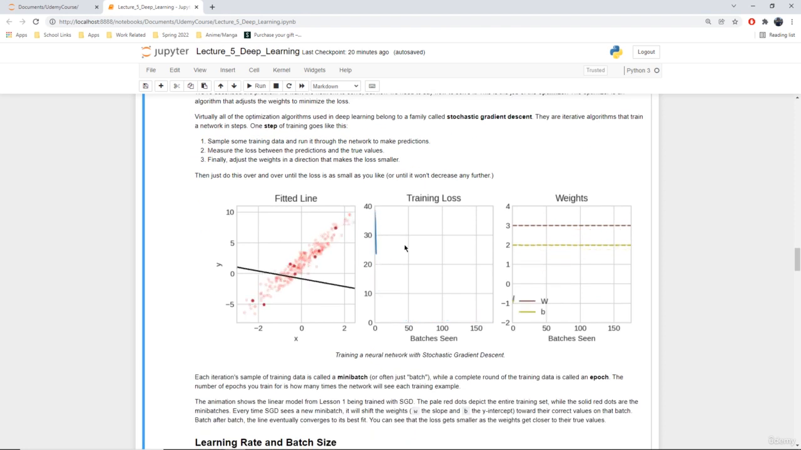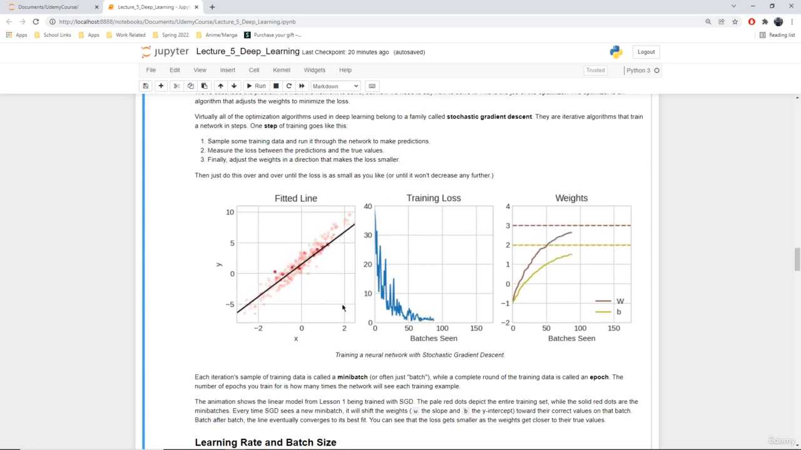At each iteration we sample the training data, and we call this a batch. What we call an entire round of training data is an epoch. The number of epochs that we train for is how many times the network will see each training example.